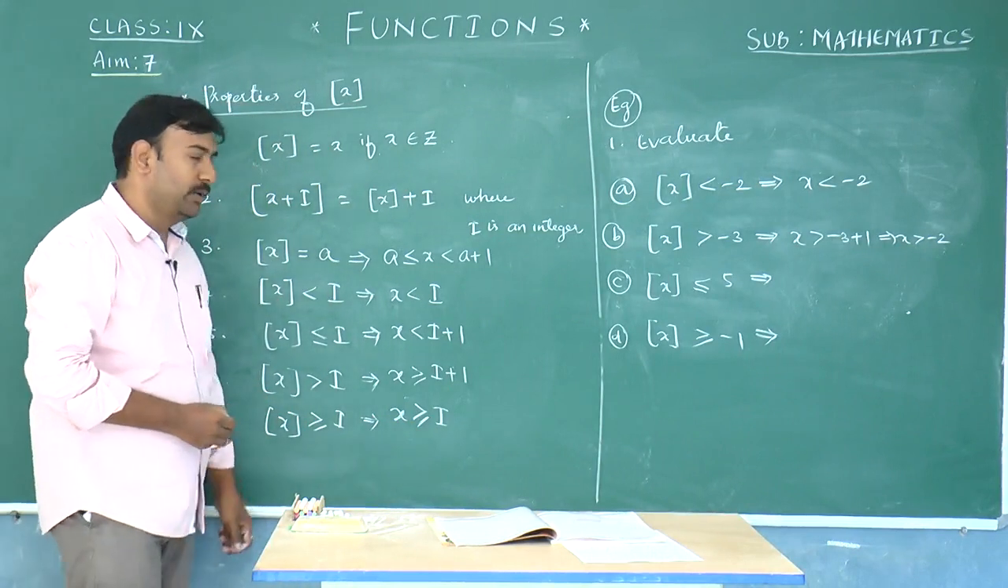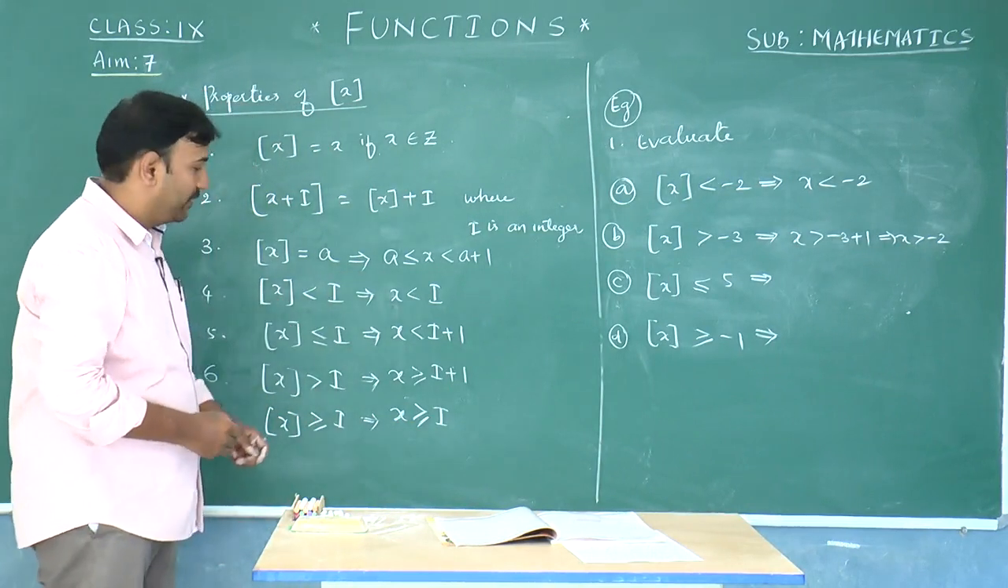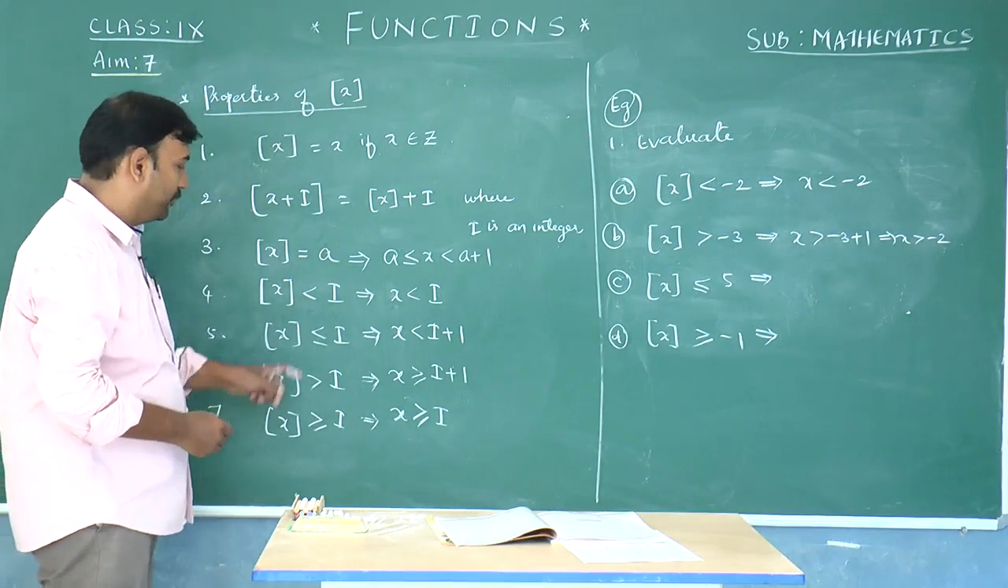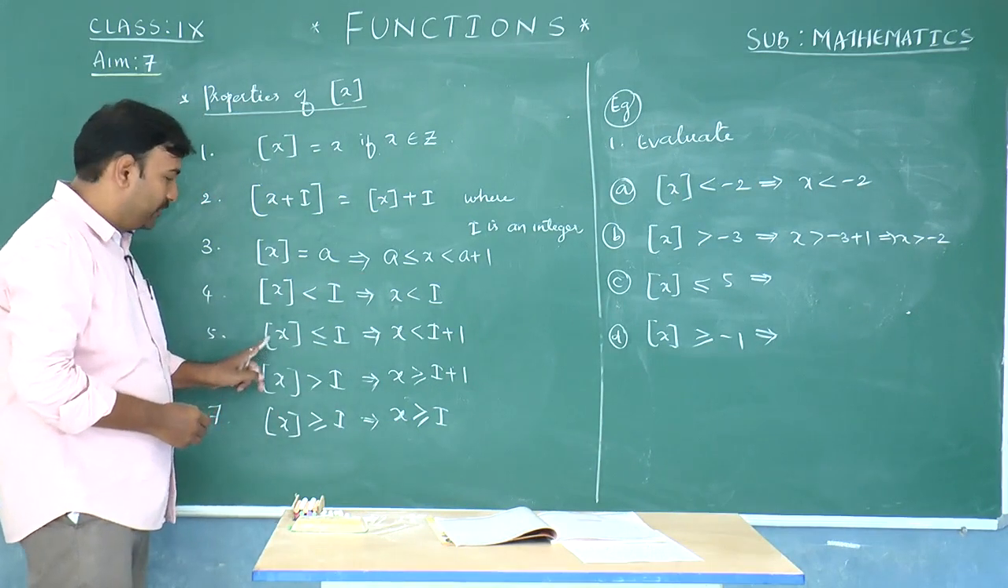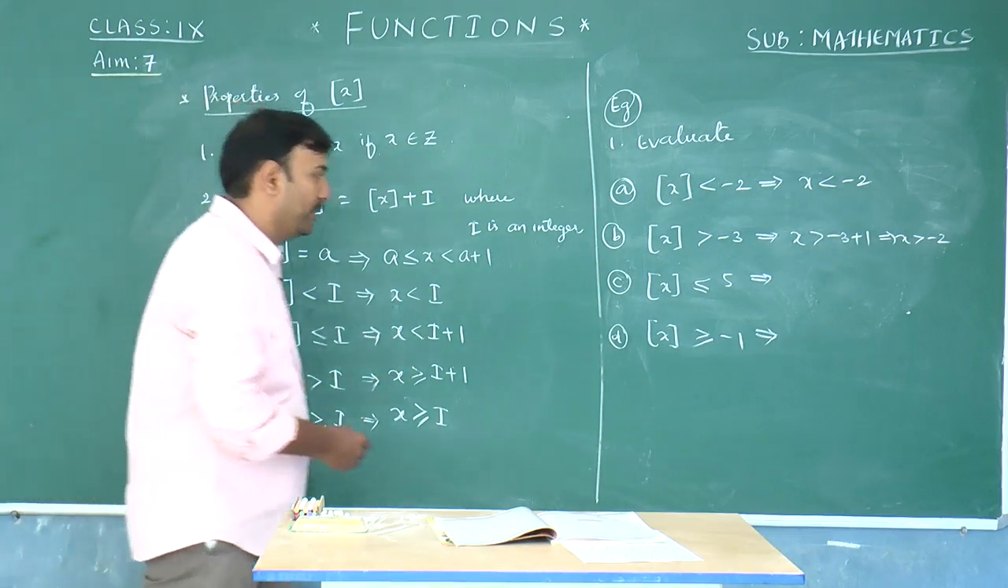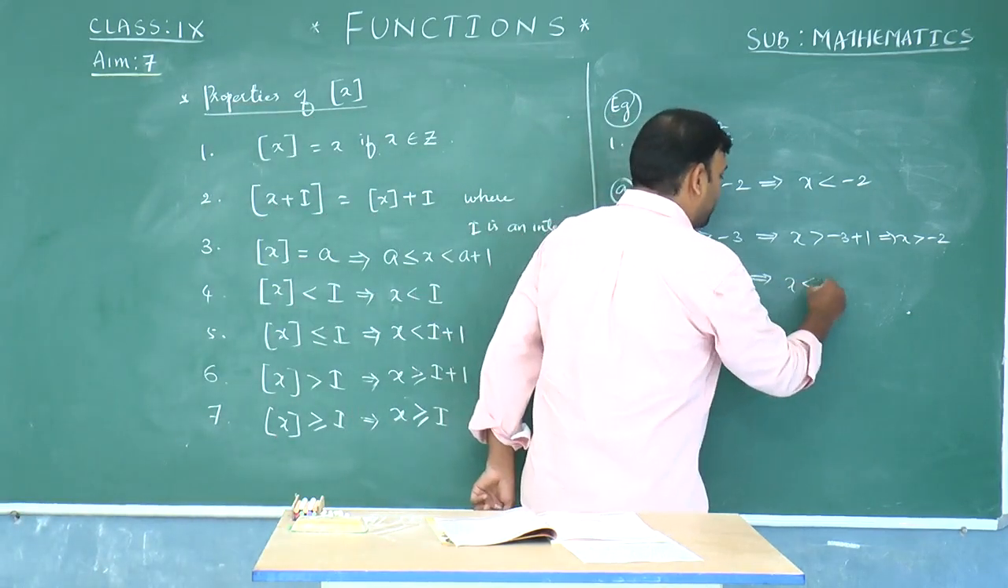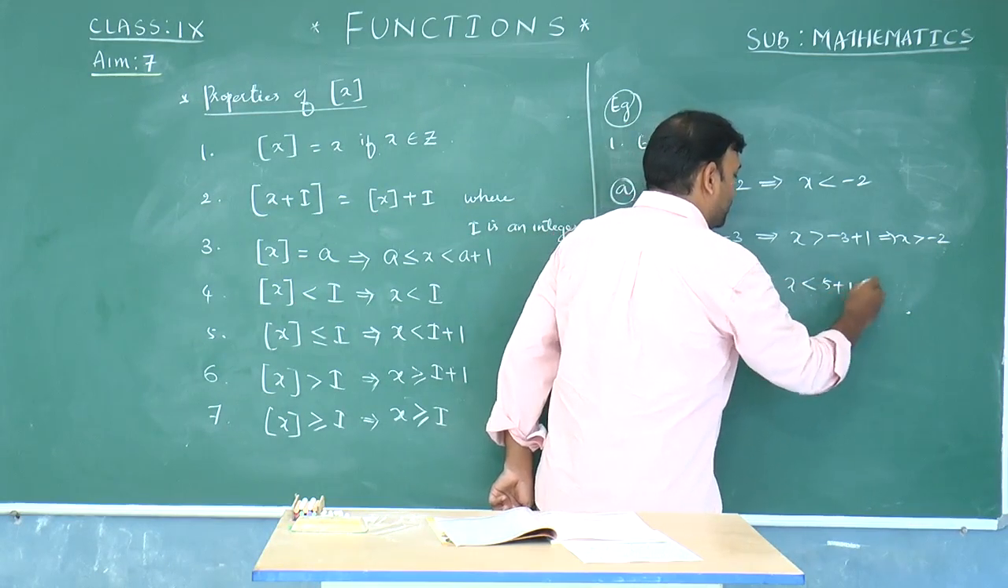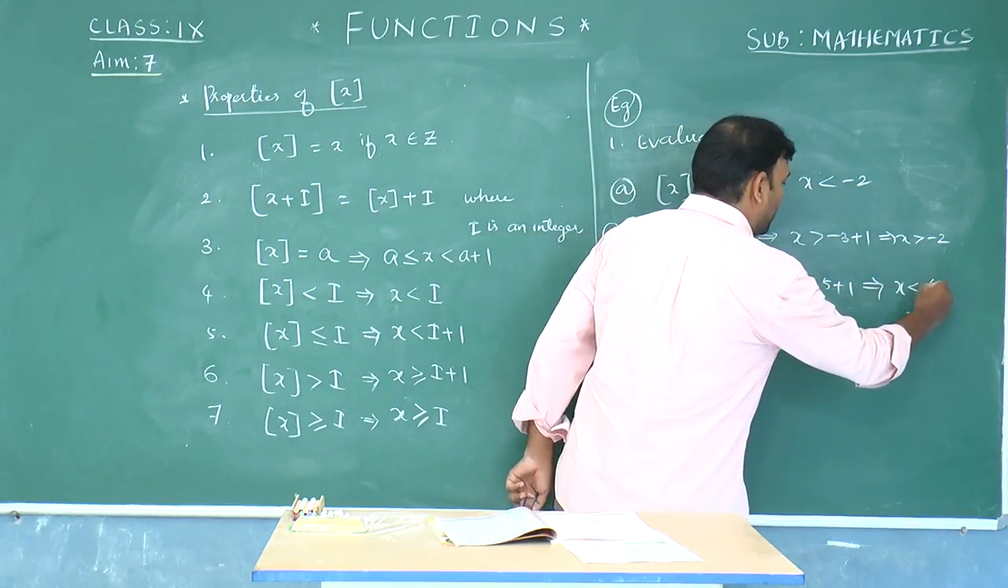And coming to the third one, it is going to be step x less than or equal to 5. So step x less than or equal to 5 is of the fifth type. So step x less than or equal to 5 implies x is less than I plus 1. So we get the result here as x is less than 5 plus 1. It means nothing but x is less than 6.